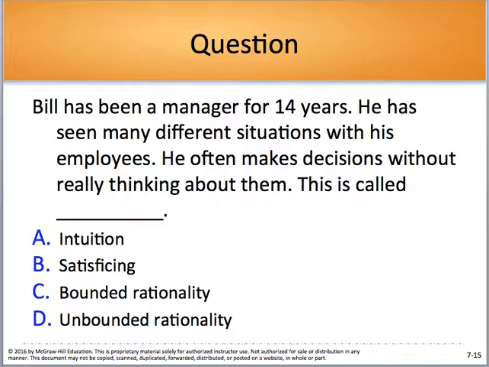So Bill's been a manager for 14 years. He's seen many situations with his employees. He often makes decisions without really thinking about them. Is this intuition, satisficing bounded rationality, or unbounded rationality? He's seen a lot. He makes decisions. He doesn't even think about it. He just makes them. If you said A, intuition, you're correct. It's his feeling. He's going with his gut.